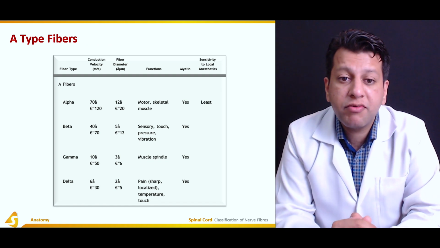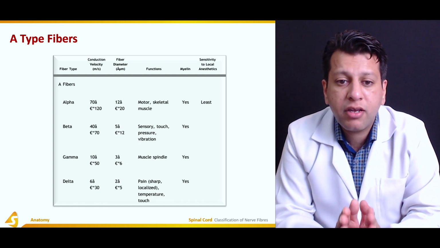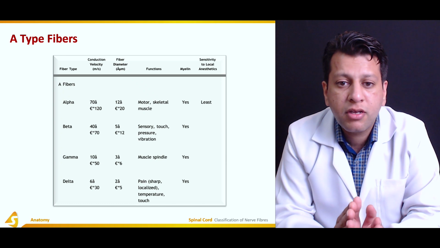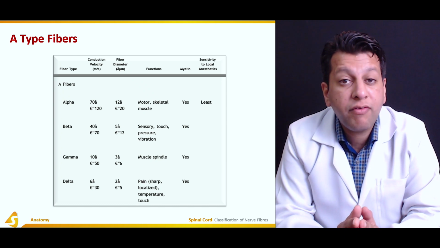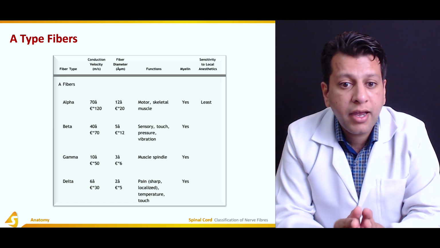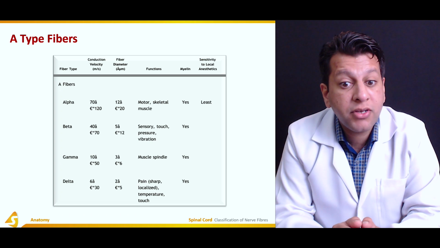This is the graph which is comparing the A type fibers, and if you see, the conduction velocity of alpha A type fibers is almost 70 meters per second, and then beta is 40, gamma is 10, and delta is 6 meters per second.